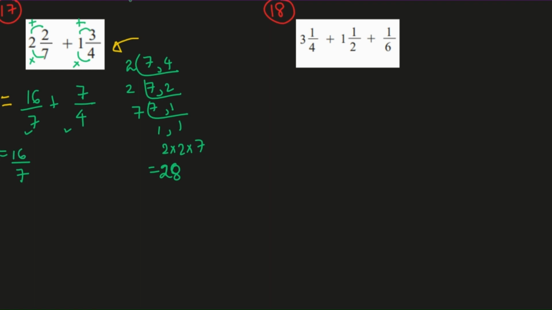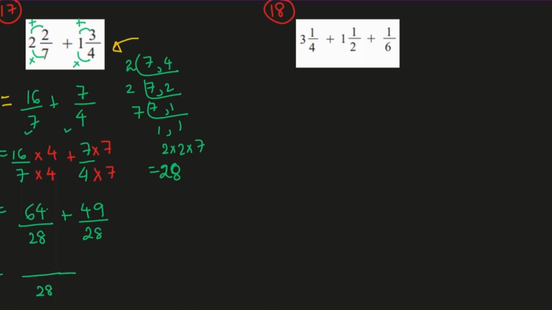16 upon 7, I'm converting 7 into 28 by multiplying it by 4. Plus 7 upon 4, I'm converting 4 into 28 by multiplying it by 7. So the answer will be 64 divided by 28 plus 49 divided by 28. What will be the final answer?